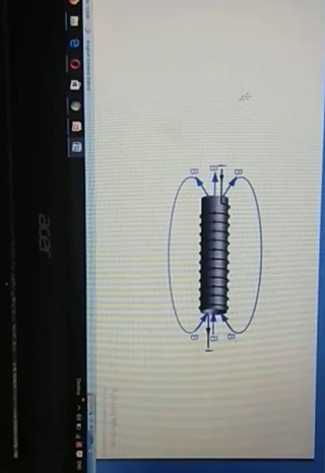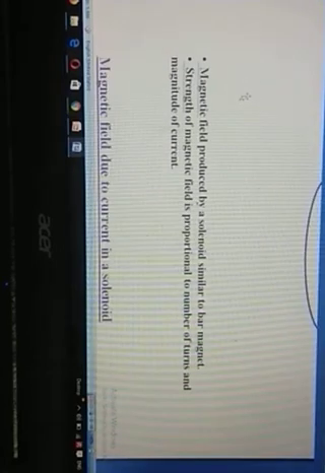I am going to start with a solenoid, a current carrying conductor, showing us the observation of change in magnetic field lines when the current is passing through the coil. The magnetic field actually produced by a solenoid is similar to the bar magnet. You have learned about the bar magnet. It has two poles, north pole and south pole.